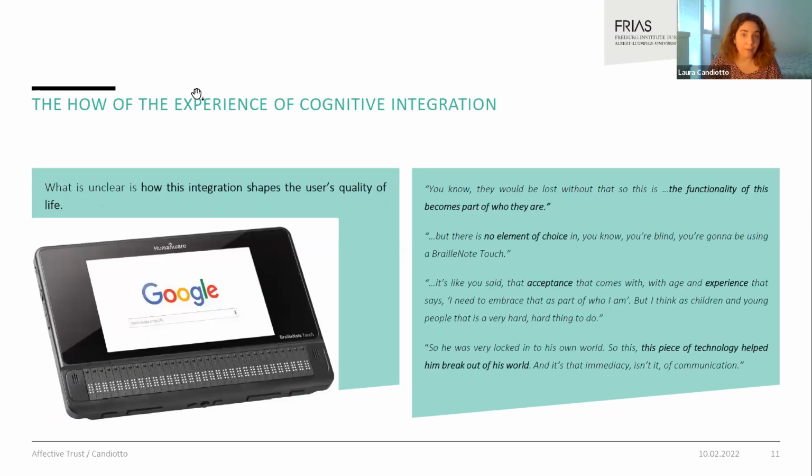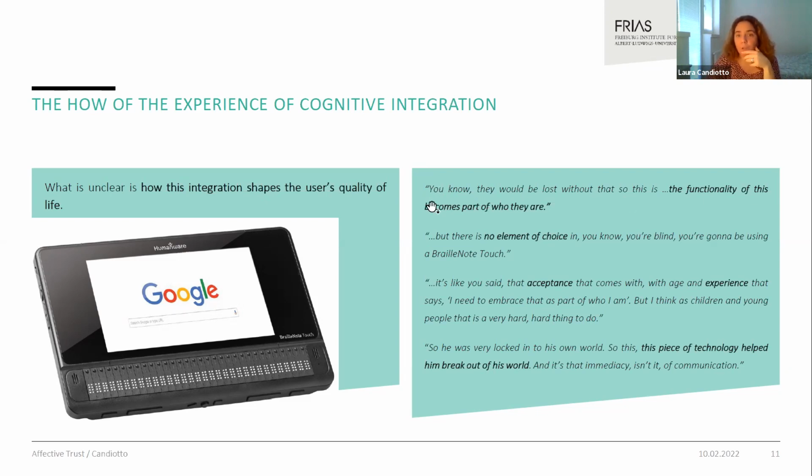So my point here is that we need to focus on the how of the experience of cognitive integration. What is unclear in their approach is how this integration shapes the user's quality of life, right? Because, as I said, the relationship with assistive technology is so close that it is full of an affective experience that seems to be fundamental, at least in my reading, in order to get to this cognitive integration. And here I can provide some examples from the interviews, so we can read them together.